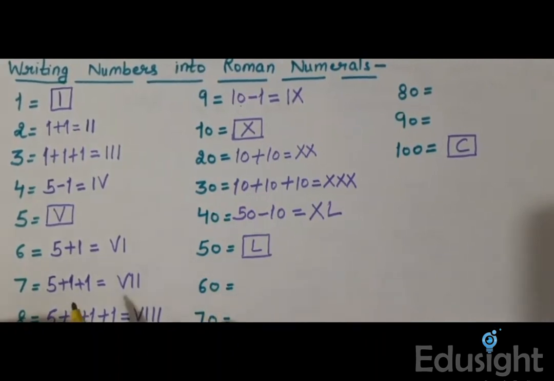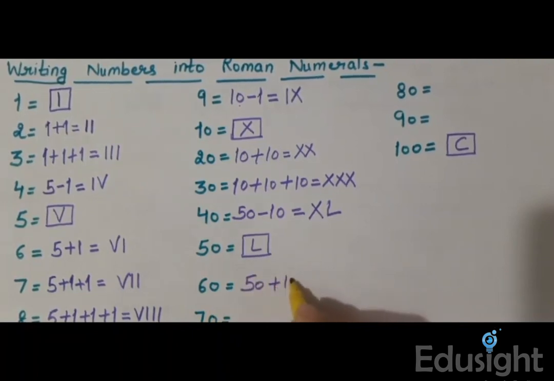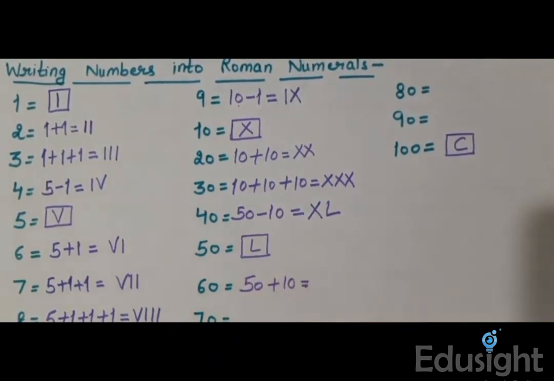Come to 60. 60 is similar to 6. We have written 6 as 5 plus 1. So, in a similar way, we will write 60 as 50 plus 10. Right? Now addition is here, so we will write the smaller symbol on the right hand side of the greater symbol. So L, X. X is written on the right side of the greater symbol L.